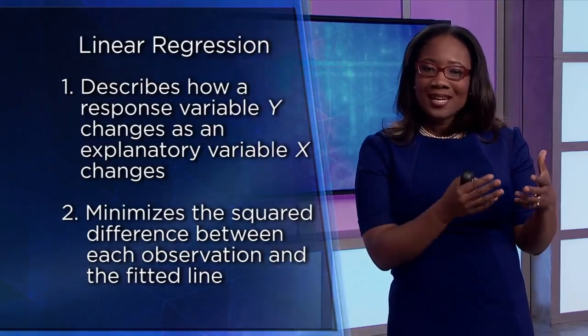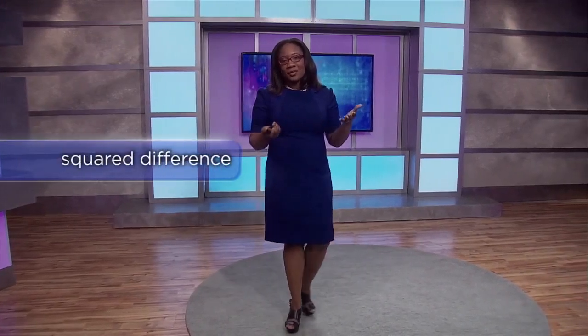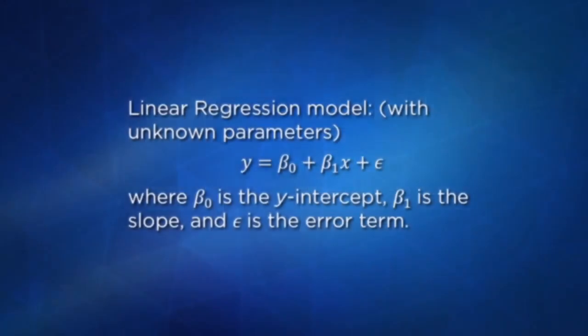The difference between each observation and the fitted line. Now, the reason we minimize the square difference, as opposed to, say, the absolute difference, is because of this. When we're fitting a line to data, we get the best estimates of the slope and the y-intercept when we minimize the square differences.